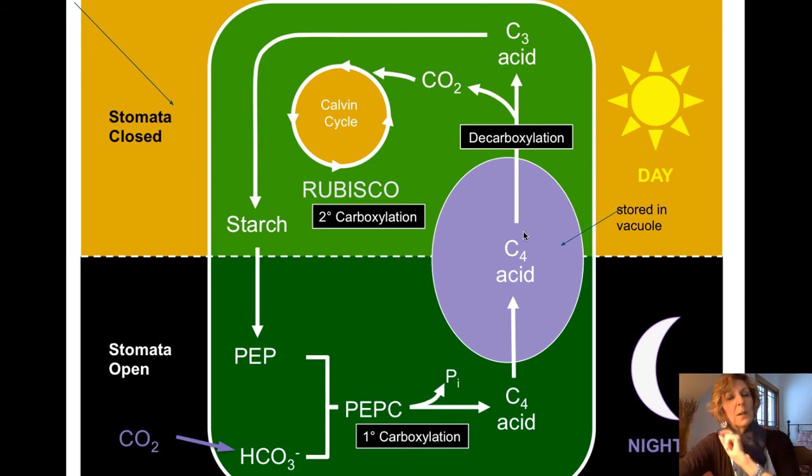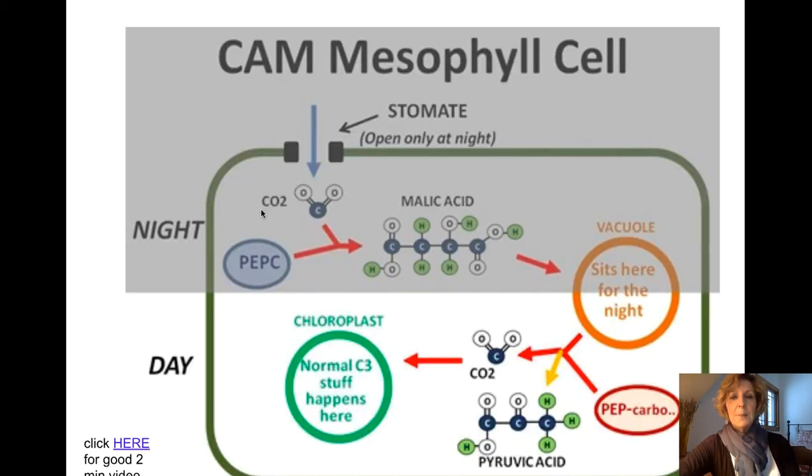And remember, that's really where the CO2 is. So that during the day, that carbon dioxide that was stored there can decarboxylate. That means the CO2 comes off, and it's ready to go right into the Calvin cycle, and I keep my stomata closed the whole time. So that works out greatly. And then this C3 acid that's left can be regenerated to go back into PEP.